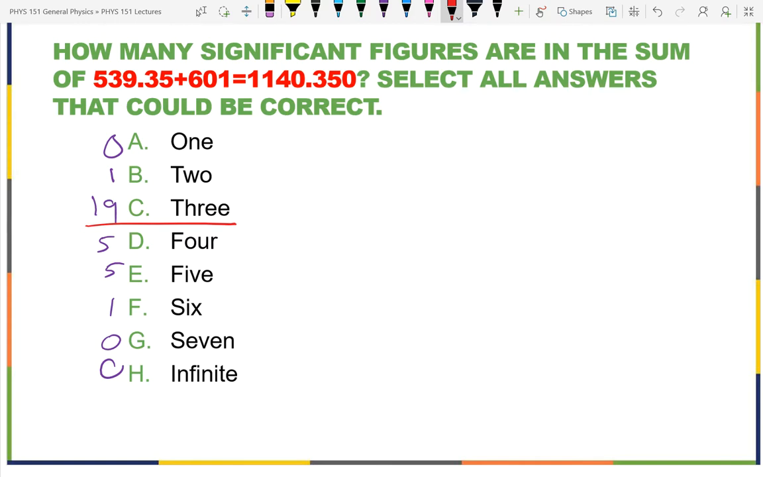The very vast majority of students only know the multiplication and division rule and don't remember the addition and subtraction rule is different. So the addition and subtraction rule is the greater of the least significant digits, so sometimes LSG, or LSF, or sometimes LSD.